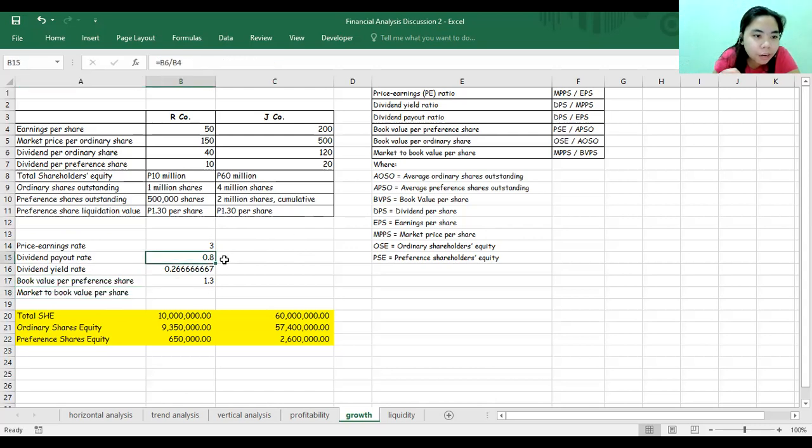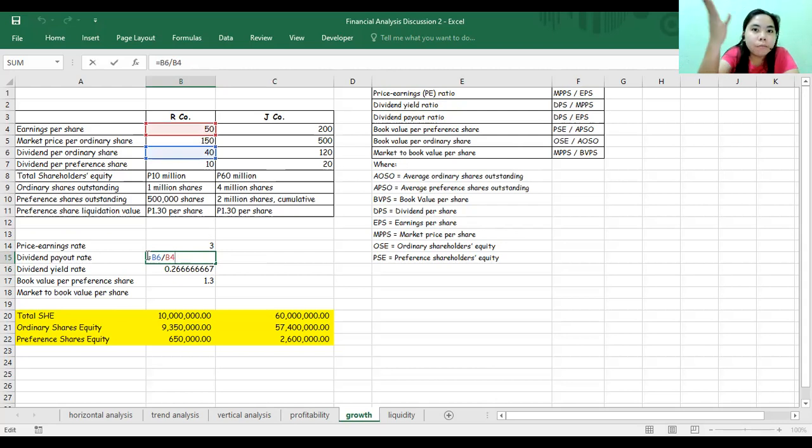So let's go with the dividend payout rate. When you speak of dividend payout rate, that would be your dividend per share divided by your market price per share. That's actually the dividend yield ratio. So dividend payout is your dividend per ordinary share divided by your earnings per share. So you are getting the ratio of your payout.